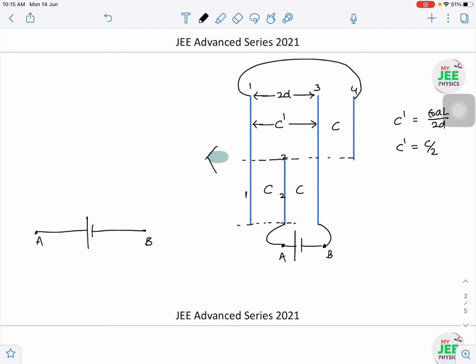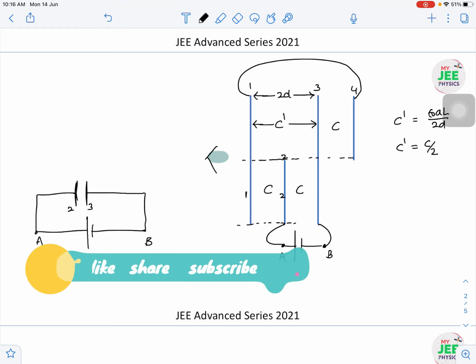Okay? The second plate is connected to positive, and the third plate is connected to negative, the entire third plate. So I can draw the second plate and the third plate, both are half of the plates.